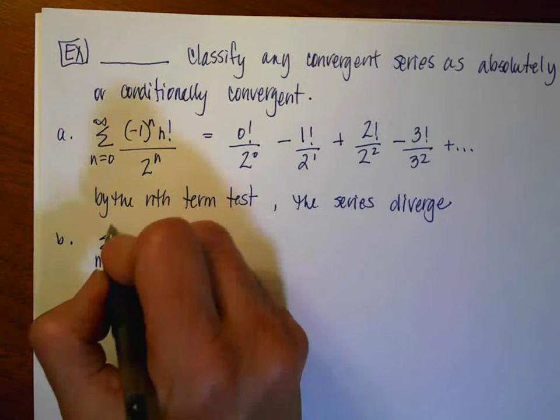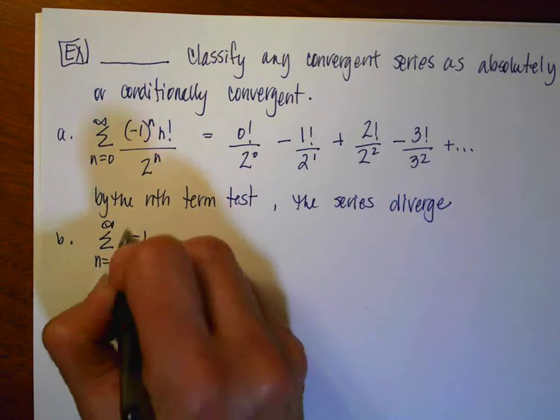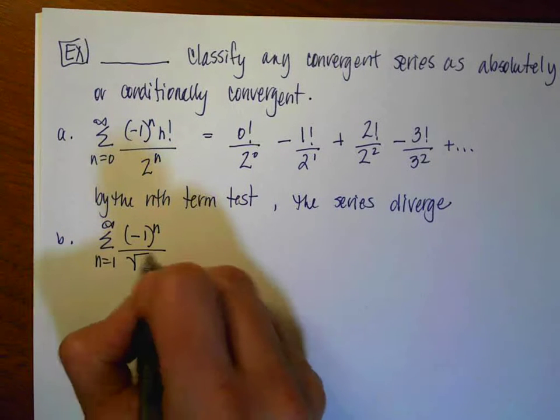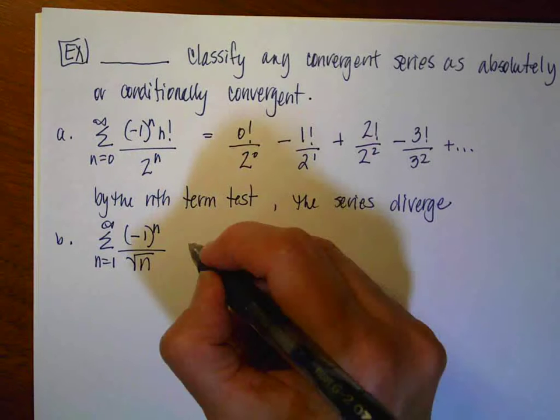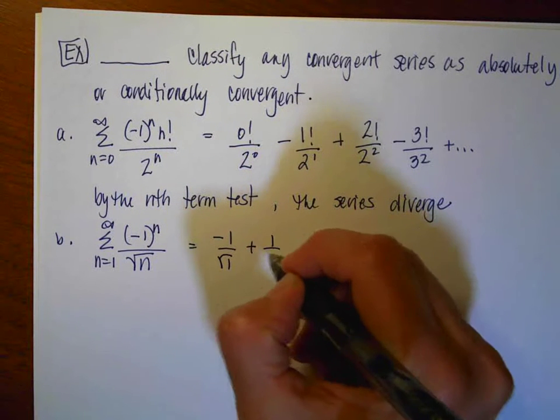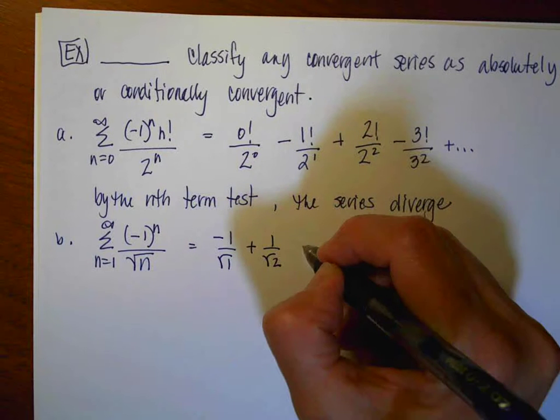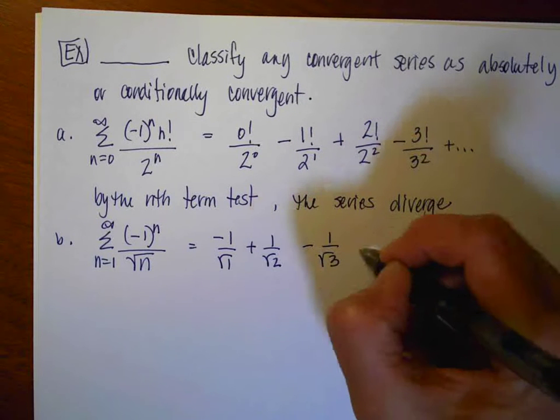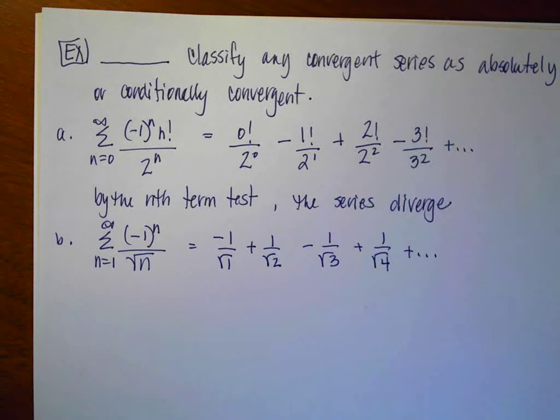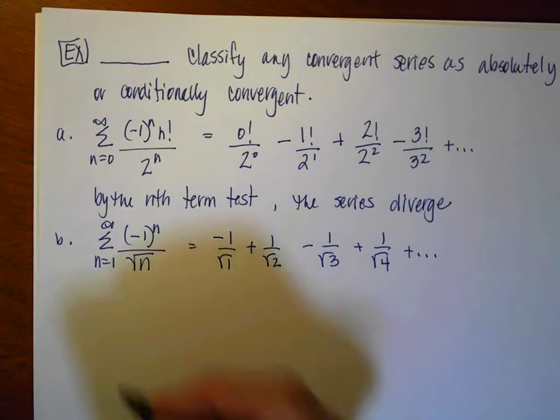Okay? Alrighty, so then we're going to have the same directions for B, and this one's going to be the sum from n equals 1 to infinity, negative 1 to the n, there's our alternating sign, over the square root of n. Well, this is the same thing as negative 1 over the square root of 1, plus 1 over the square root of 2, minus 1 over the square root of 3, plus 1 over the square root of 4, etc., etc.